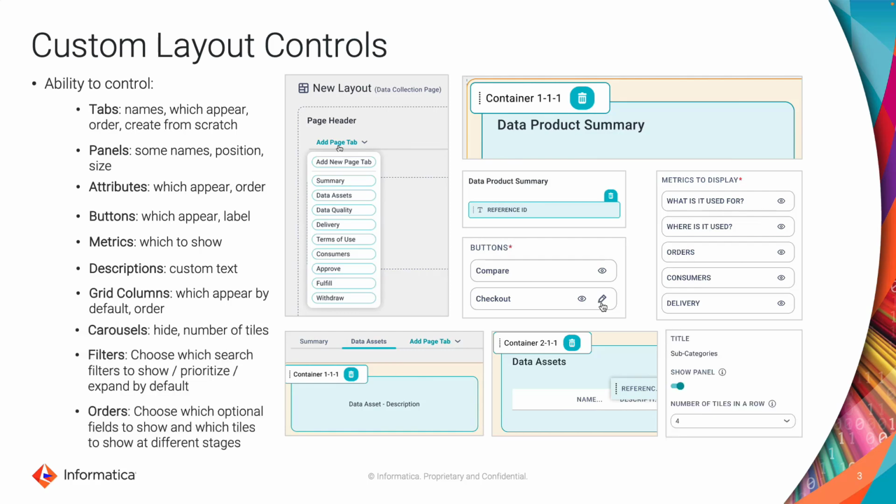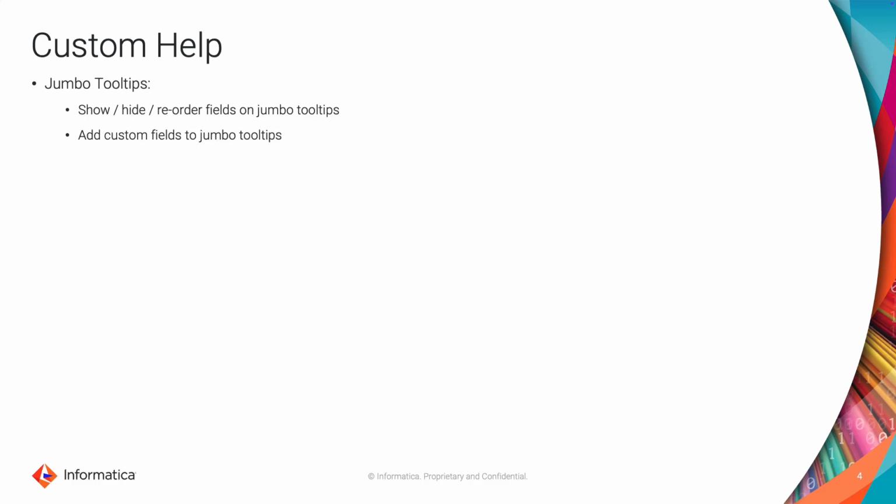You'll be able to decide whether carousels show up and how many tiles they have in each row. And on certain pages, there are additional things. On search, you will be able to decide which filters show up, what order they show up in, and which ones are expanded by default, perhaps to bring more focus to them. On the order checkout page, you could choose to show or hide optional fields and which kind of informational tiles appear at which stage of the order checkout process. Those are just some examples, and we'll see even more in the demo.